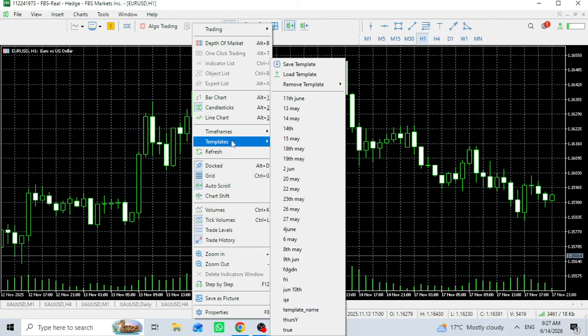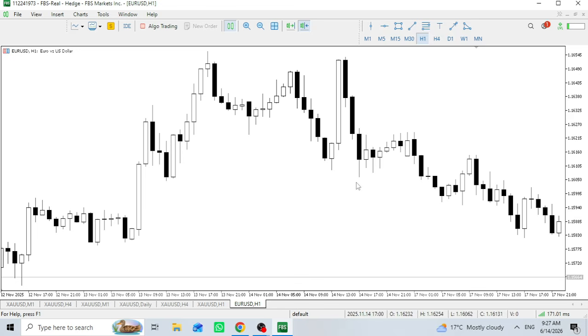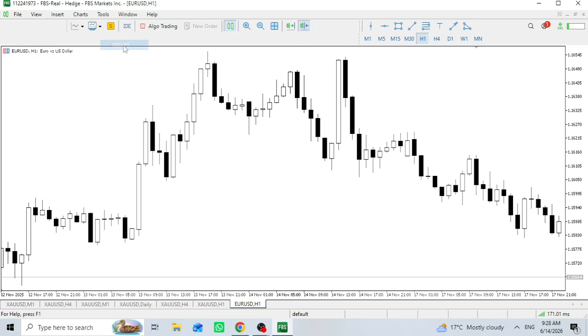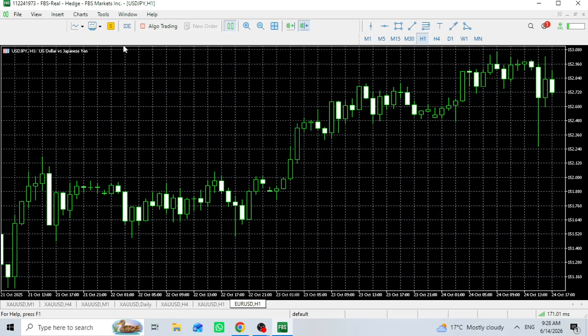And now here is how you can modify your charts. You can see my Euro USD is here. It's now loaded using a saved template, because when you load a new chart, it will come like this. Let's load USD JPY. It will come something like this.